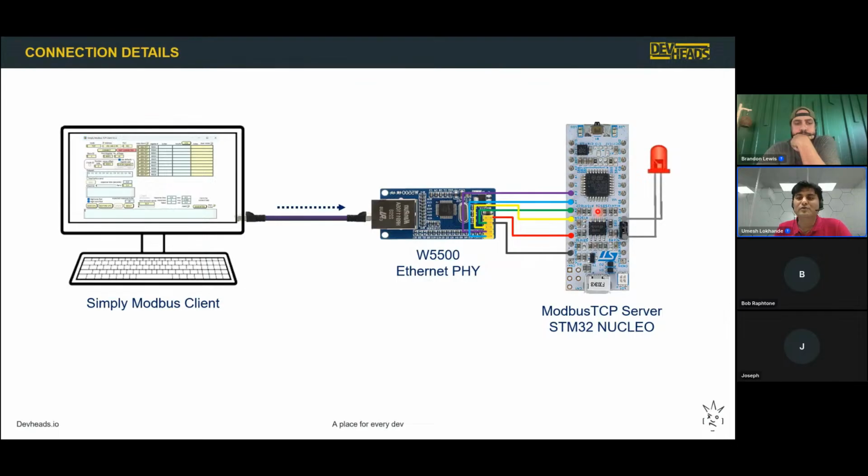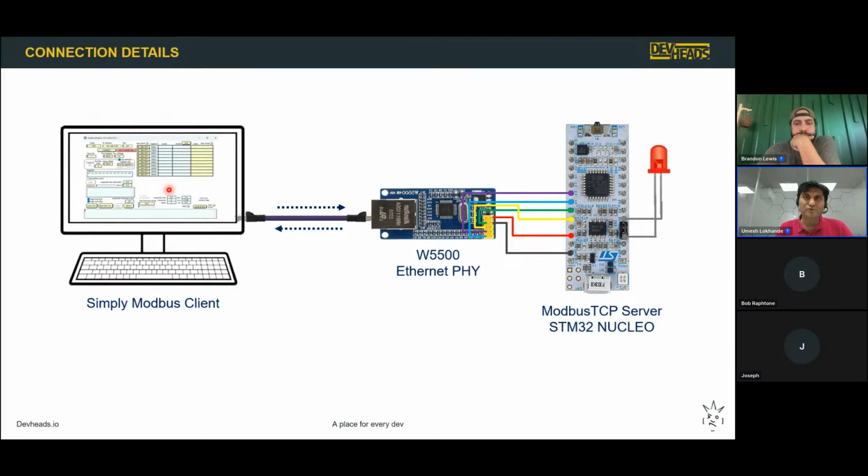Now, when we want to read the data from the Modbus TCP server on the STM32, then again this Simply Modbus client will send the request. It will read the data from the holding register, that's our hello world string, and the response will be sent back to our Simply Modbus TCP client. And then we can read it. I will decode the message later.